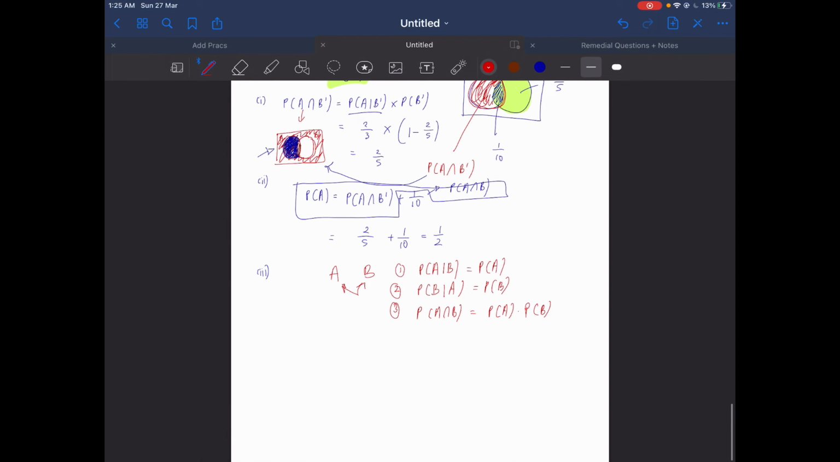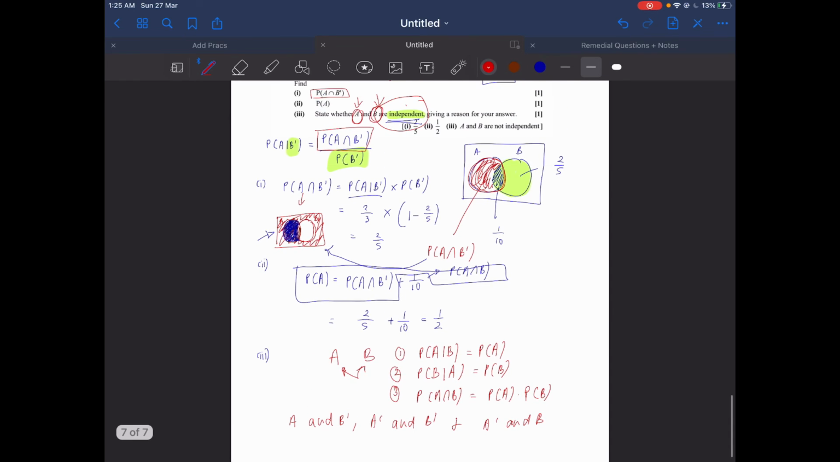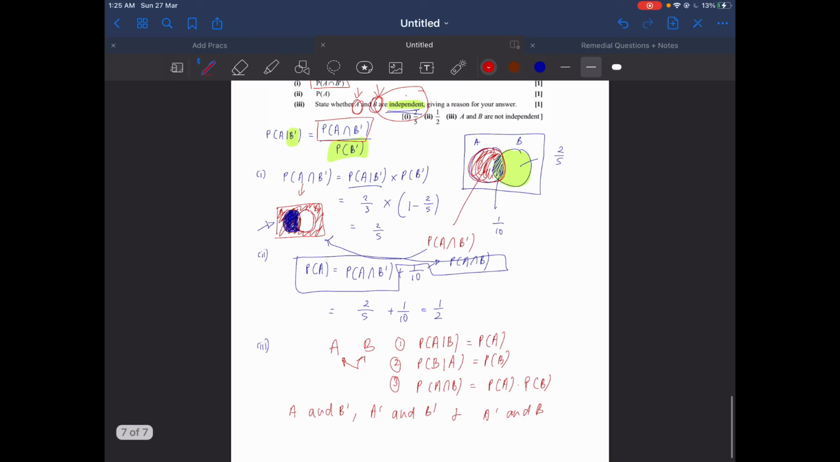So if A and B are independent events, A and B prime, A prime and B prime, and A prime and B are also independent, which can be proven. So they are asking us to state whether A and B are independent. So in order to prove independence, we have these three sets of options that we can choose from. So let's see.